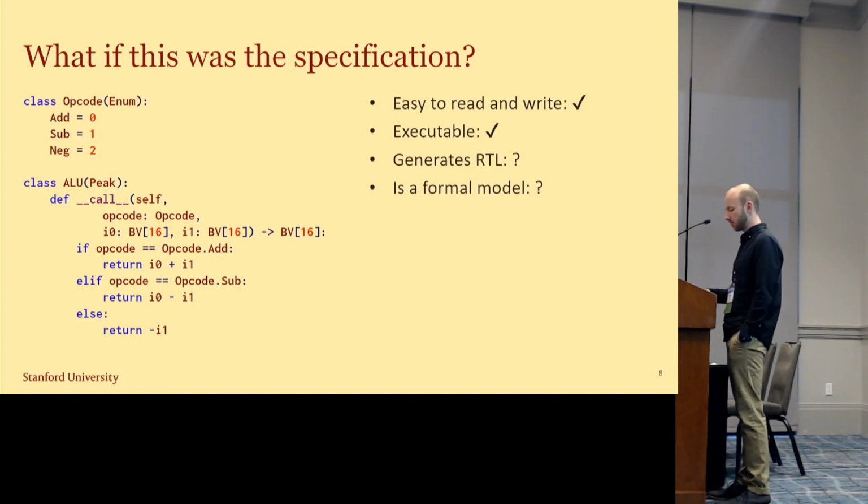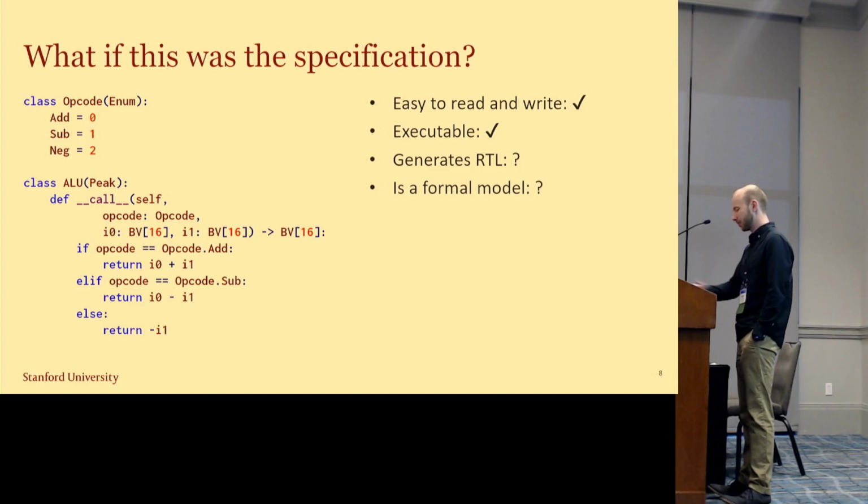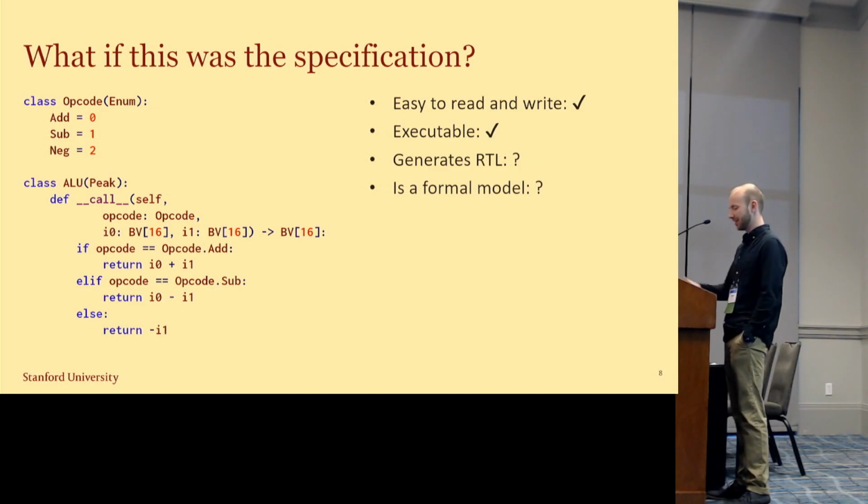In the body of this call method, we have some if statements that decode what operation we're trying to do and then return the appropriate operation. Right, so this is pretty easy to see that this is easy to read and write, which is basically just Python code. And assuming we have definitions for enum, PEak, and BV, it's relatively easy to see that this would be executable.